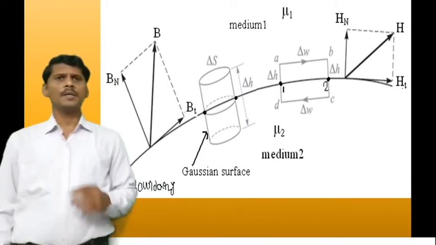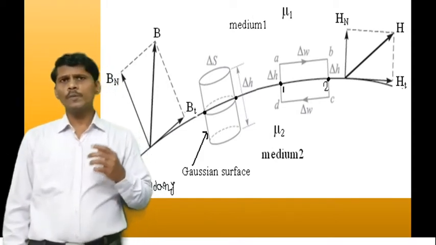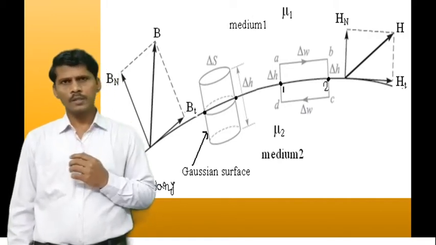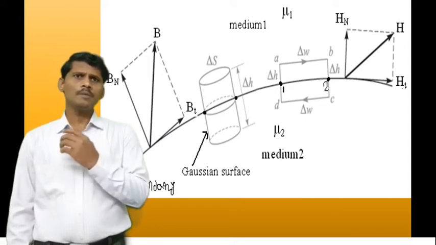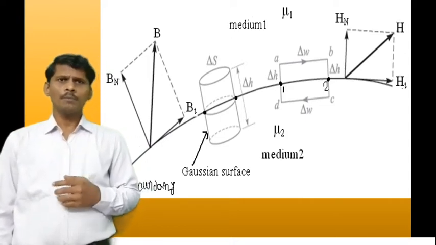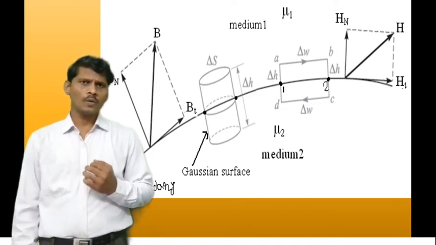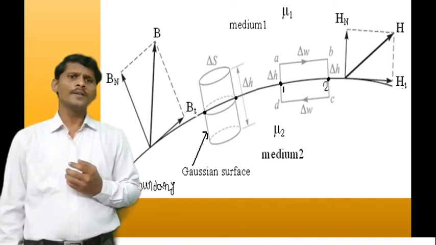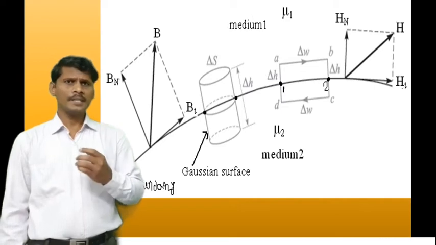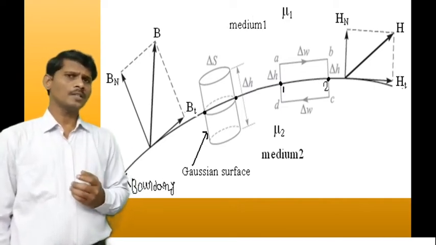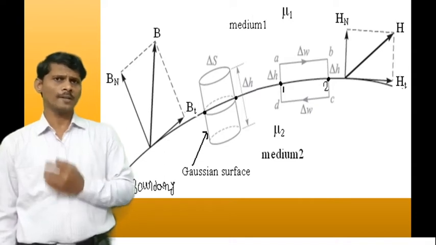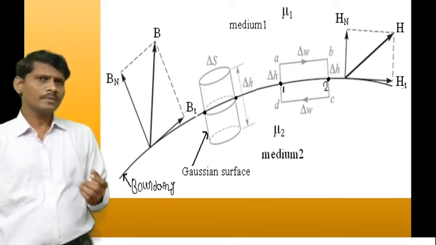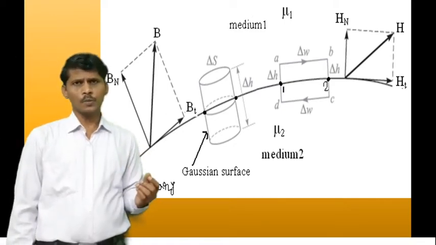In general, the permeability mu is equal to mu naught times mu r. Mu naught is the permeability of free space and mu r is the relative permeability of the medium. So in medium 1 the relative permeability is mu r1, and in medium 2 it is mu r2. In region 1, BT1 is the tangential component of the magnetic flux density in medium 1, and BT2 is the tangential component of the magnetic flux density in medium 2.